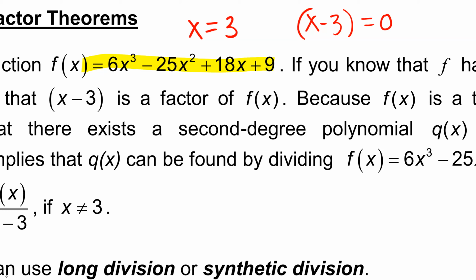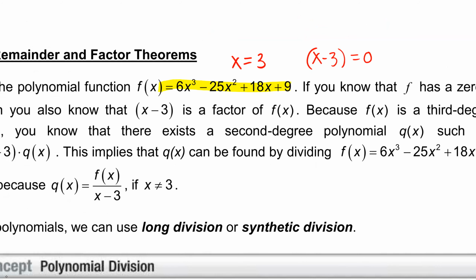So if x minus 3 is a factor, that means there has to be a second degree polynomial that when you multiply this quadratic by x minus 3, you'll get 6x cubed minus 25x squared plus 18x minus 9. So if I can divide this function by x minus 3, it should go evenly, and I should get a quadratic as the answer. That's all this is saying. And if I try to divide the polynomial by x minus 3 and it doesn't go evenly, I'll have a remainder.